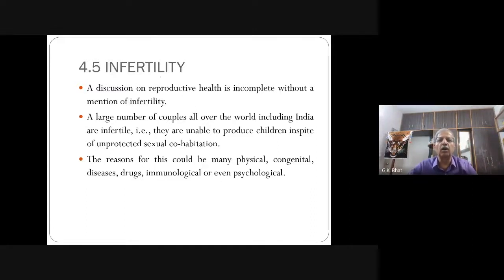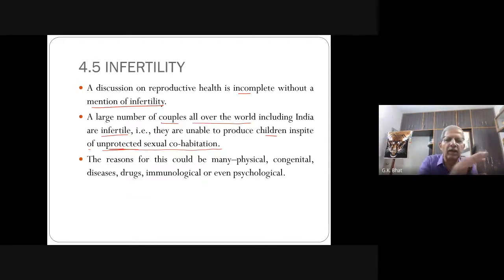A discussion on reproductive health is incomplete without a mention of infertility. A large number of couples all over the world, including India, are infertile. That is, they are unable to produce children in spite of unprotected sexual cohabitation. What do you mean by this? Unprotected sexual cohabitation means they live together, they get into sexual contact without any protection to prevent fertilization, to prevent conception.